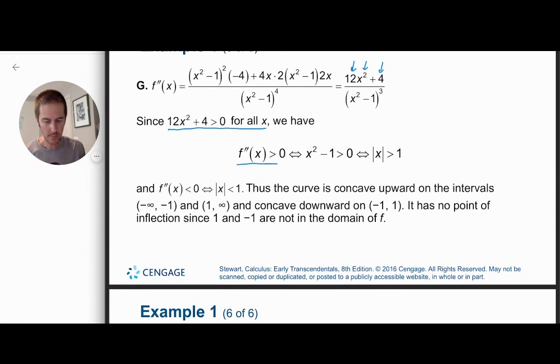This statement says that our second derivative is going to be greater than 0 as long as this factor is greater than 0. If we take a value that's greater than 0, we cube it, we're going to get a number that's greater than 0 still. What x values will sort of force that to happen? What x values are going to cause x squared minus 1 to be greater than 0?